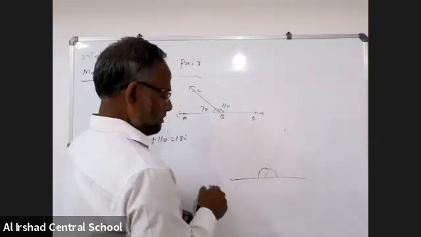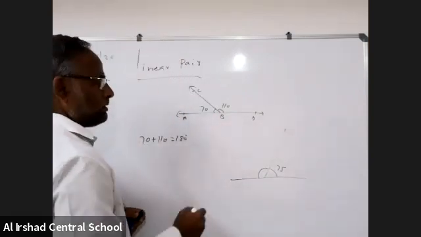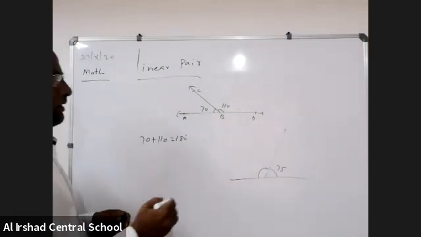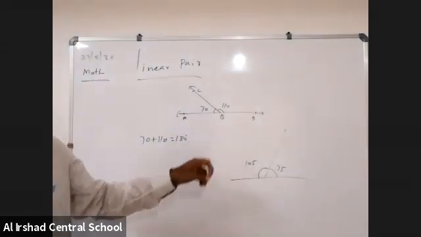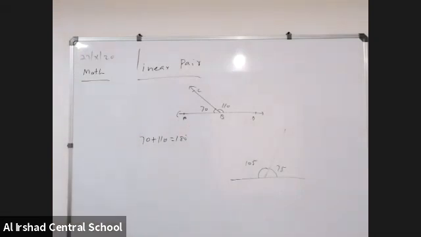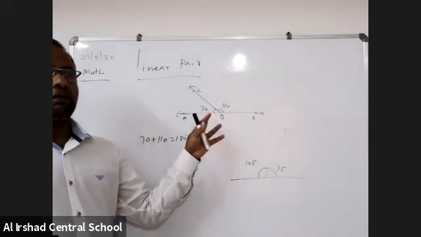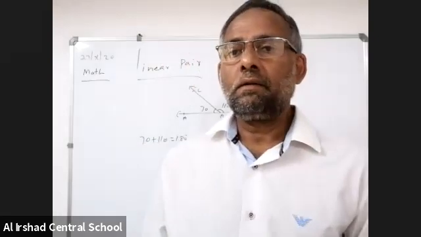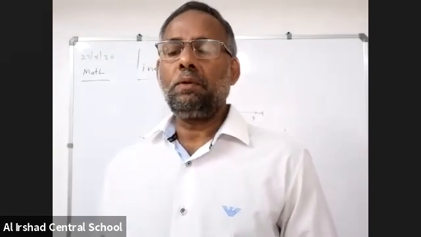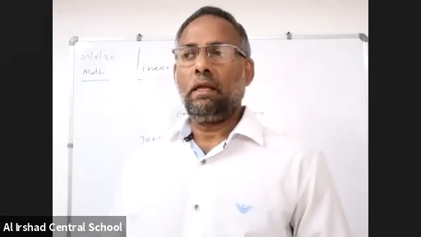Here, another one. Suppose it is 75. You know, it will be 105 because 180 degree. These are linear pair. So draw this one, linear pair, and draw one figure. When two adjacent angles add up to 180 degree, they are called linear pair. Write it.